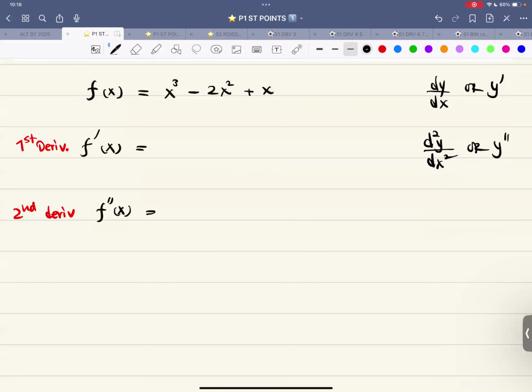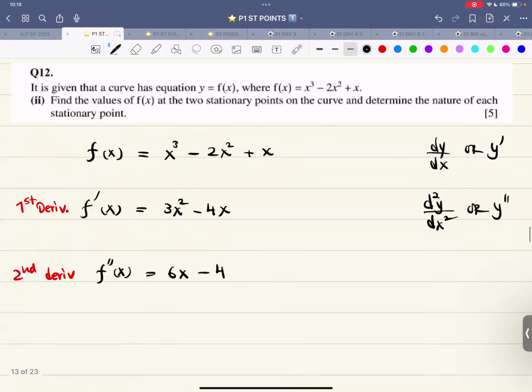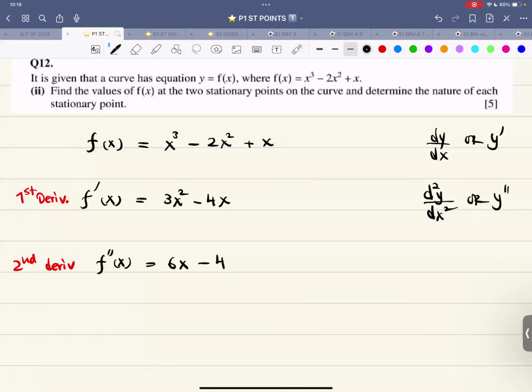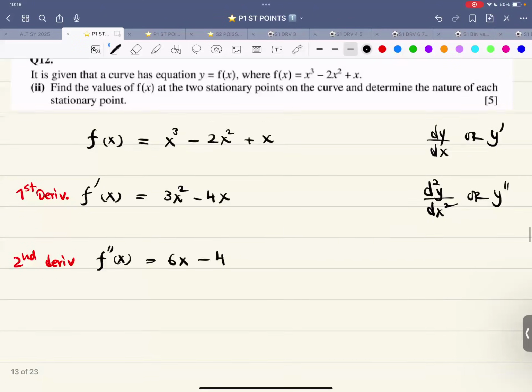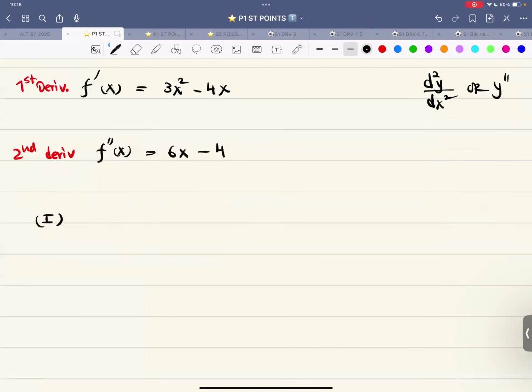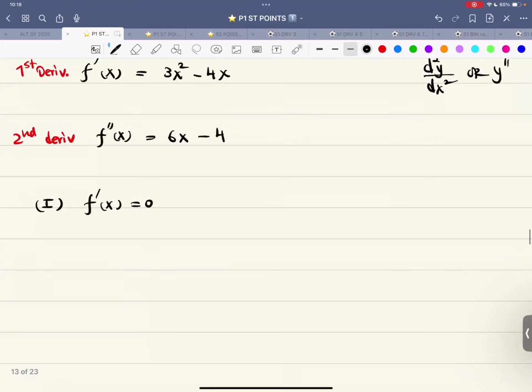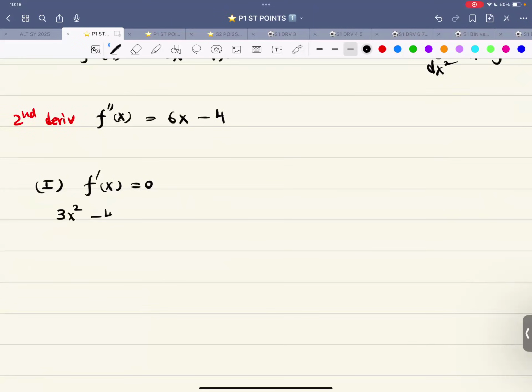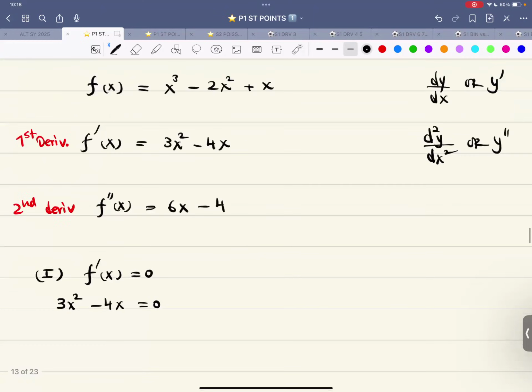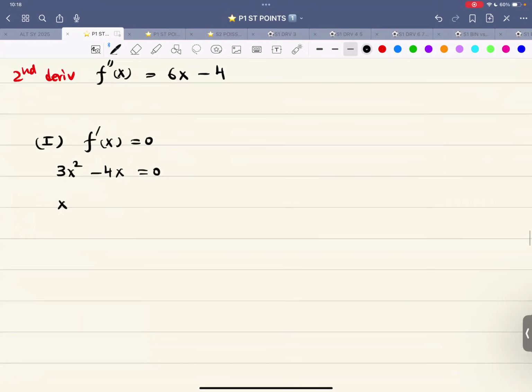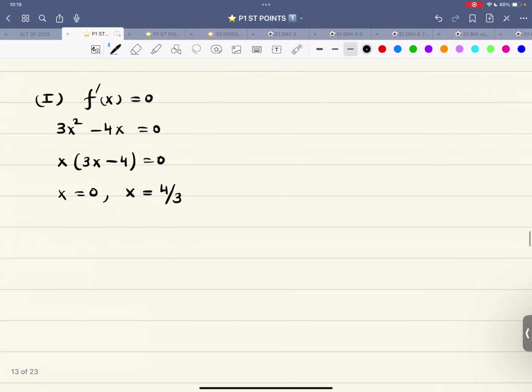So if I first differentiate, this is 3x squared minus 4x. If I differentiate it again, that is 6x minus 4. So whenever you have this thing, 99% of the time, you have to go to the second derivative. Now, step number 1, f prime x equals to 0. 3x squared minus 4x equals to 0. That is x common. x(3x minus 4) equals to 0. Therefore, x is 0. Therefore, x is 4 over 3. There are two turning points.